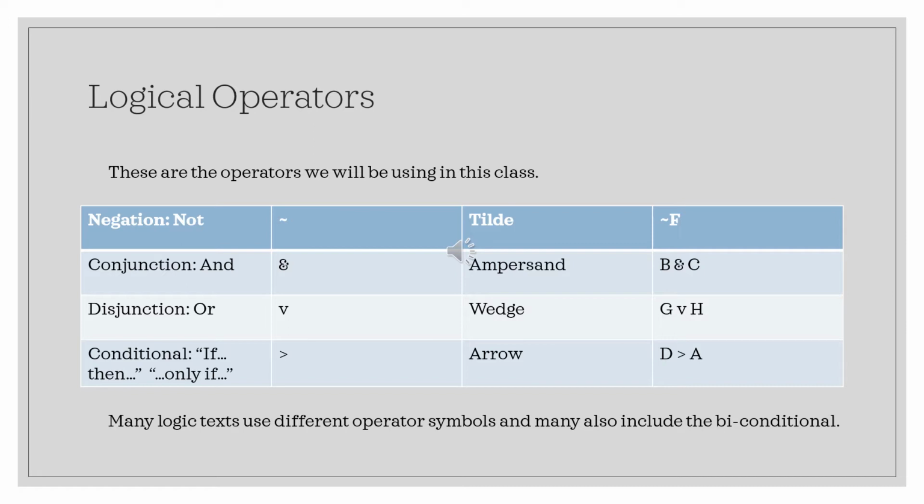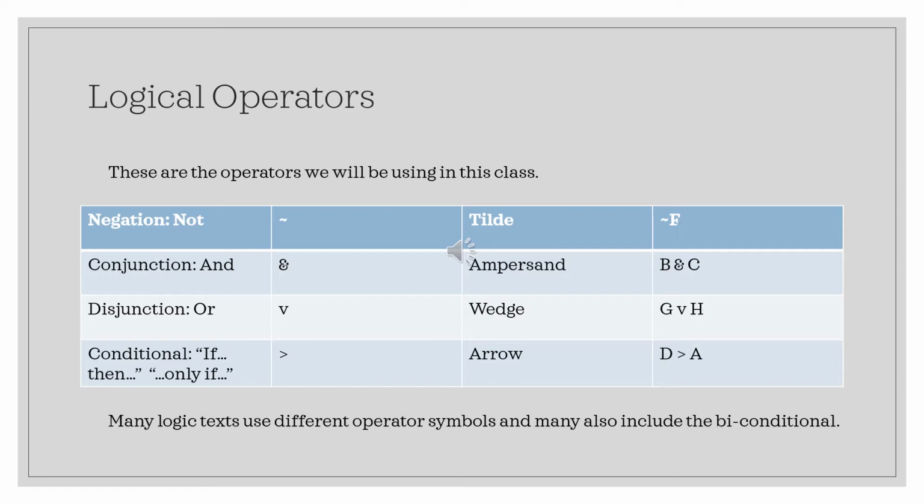So if F says, say, that Felix is a cat, then tilde F basically stands for the sentence, it's not the case that Felix is a cat. Conjunction, right, is "and." We use the ampersand. And for conjunction, we put sentence letters on either side of the ampersand. Disjunction, we use the wedge, the little letter V. And again, we put sentence letters on either side of the wedge. So we end up with things like G or H there.